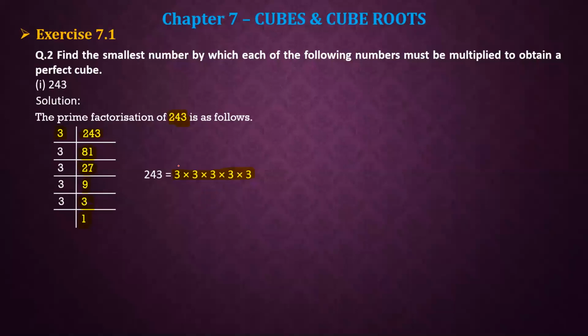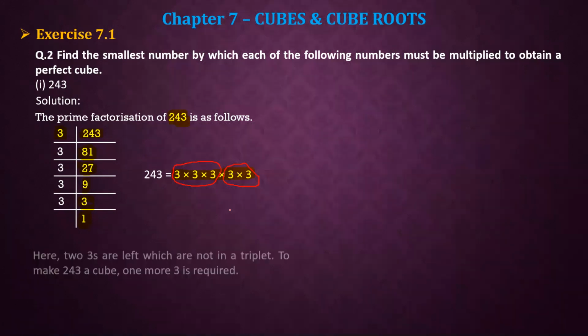So if we consider a group of 3s, the first group formed is 3 into 3 into 3, which is referred to as a triplet. But the remaining 3s cannot form a triplet, because only 2 are left. That means they are repeated only twice, not thrice. But to have a perfect cube number, each prime factor should form a triplet. So here that condition is not satisfied.